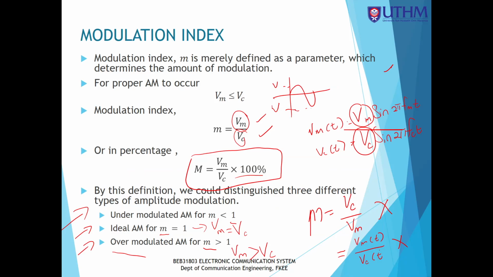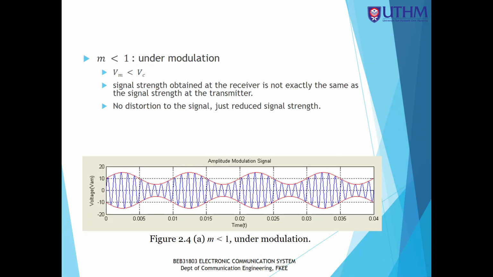Okay, so for your information, these types of modulation index, types of modulations, are also a favorite question in the test and the final exam in previous semesters. Ini juga salah satu daripada favorite question yang sering ditanya dalam test dan juga final exam, where the question asks to explain the three different types of amplitude modulations based on the modulation index. So we have the under-modulated AM, ideal AM, and also the over-modulated AM.